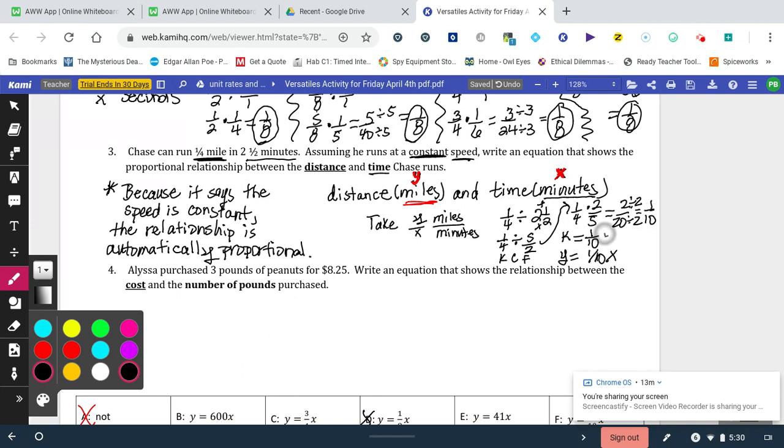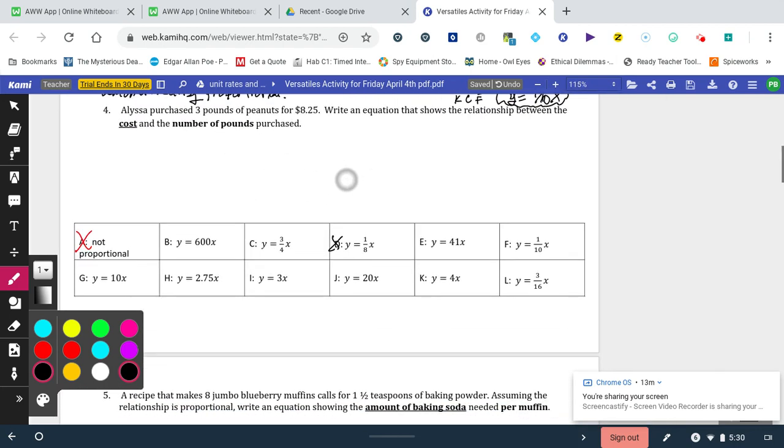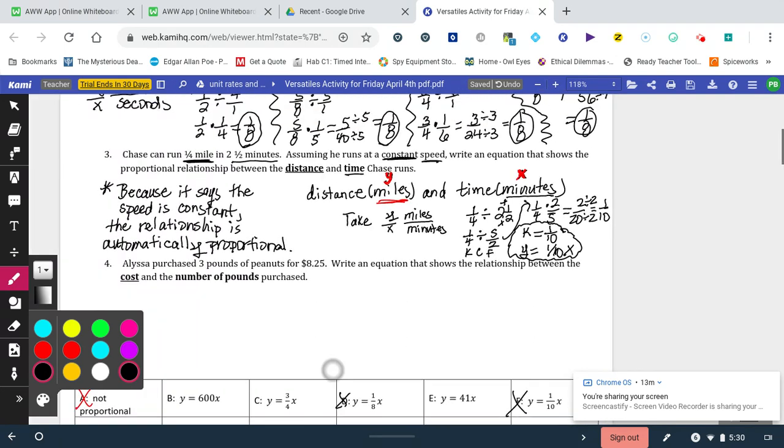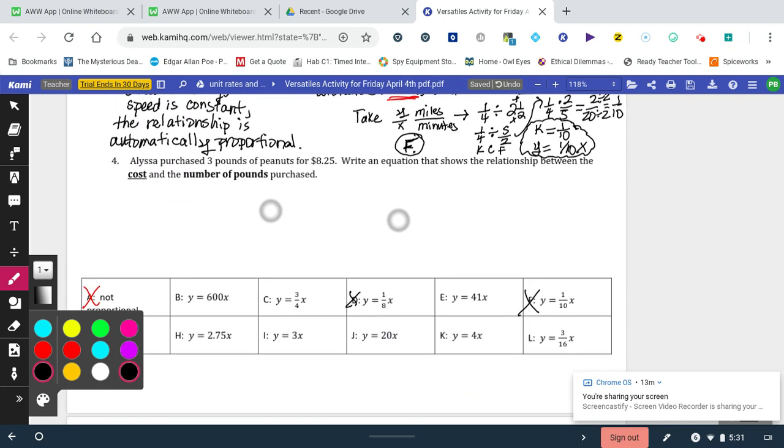All right, so that's my equation and my constant of proportionality. So I just go down and see what that matches. So y equals 1/10 x is f. So I'm going to mark out f. And number 3 is f. Okay? Just that simple. All right, now you're going to pause the video and try number 4.